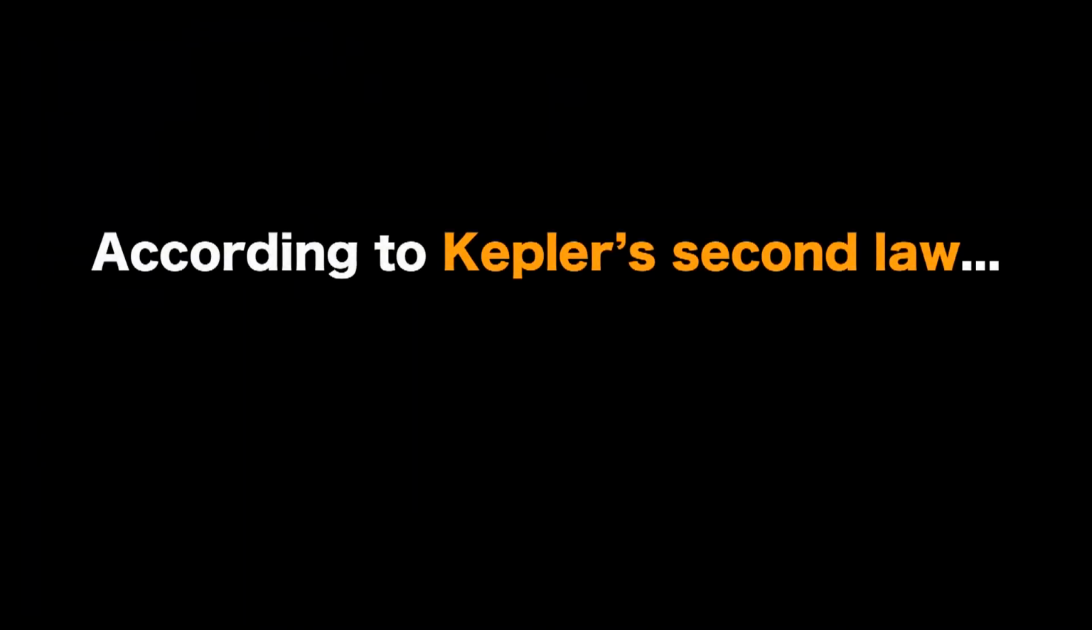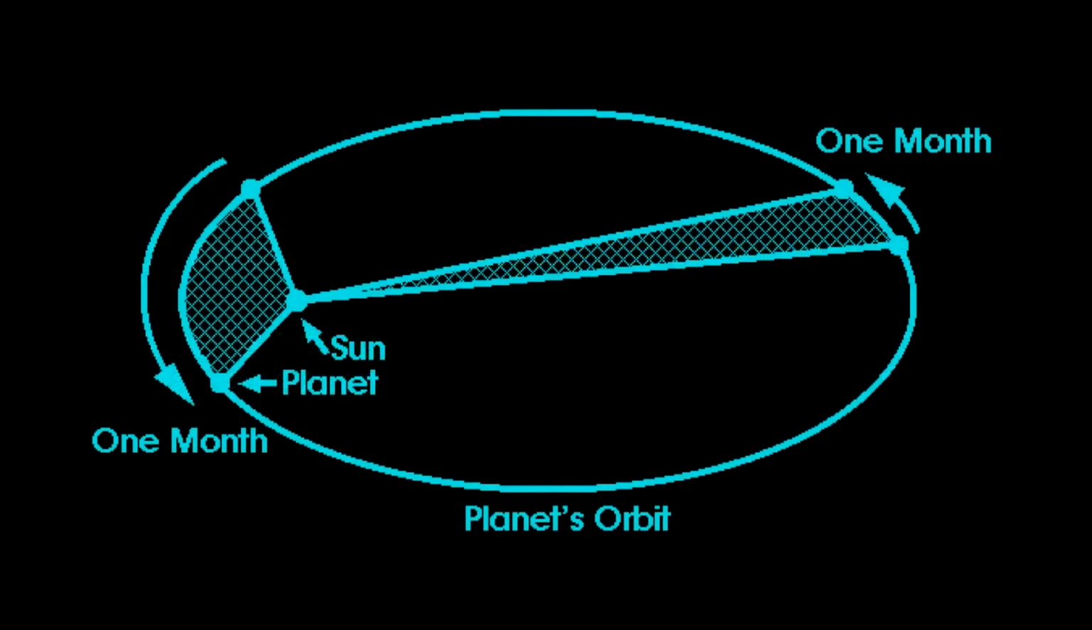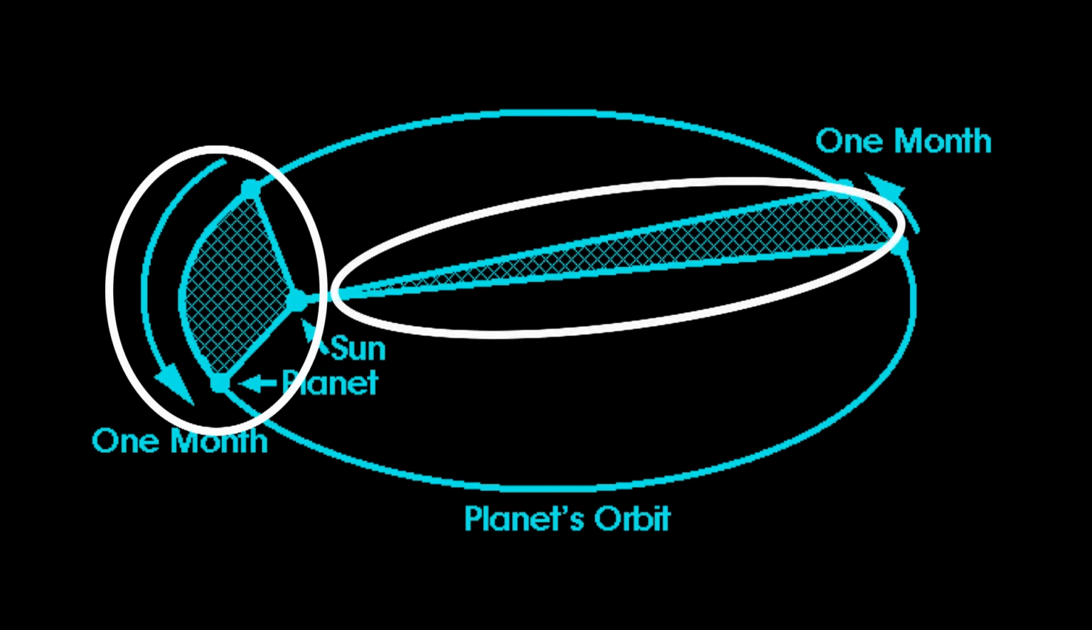Now, according to Kepler's second law, all planets revolve around the Sun and travel equal area over equal amounts of time. That just basically means that because we have elliptical orbits, you're not going to travel around the Sun at exactly the same speed. So if you look at the left-hand side, you see that shape that's shaded in covers 1 month of time. Well, if we are able to determine the area of that shaded region on the left, it would equal the area of the shaded region on the right here.